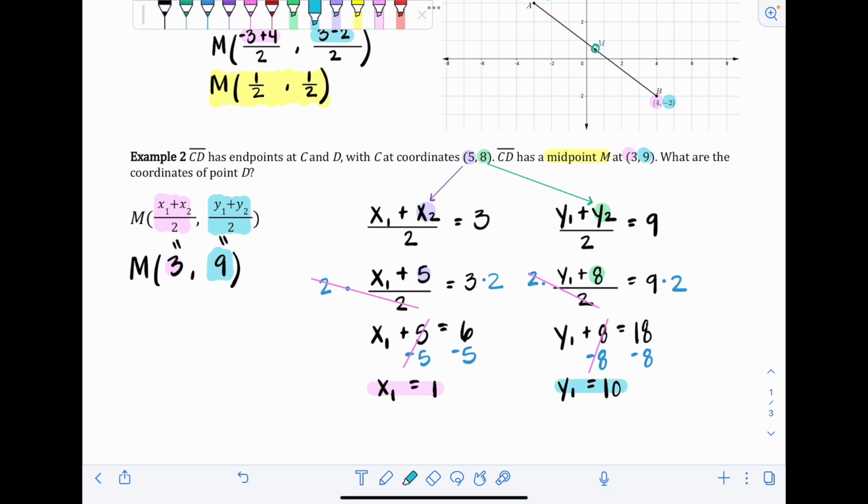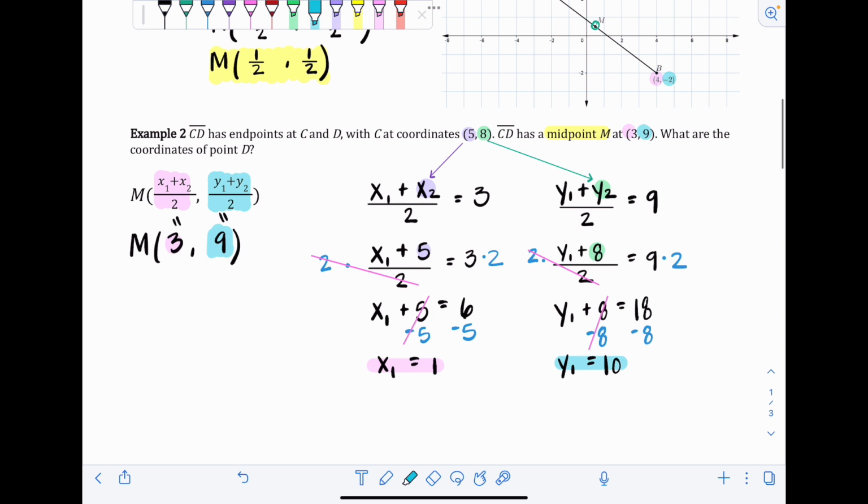And then those two values together, x1, y1, are going to be my missing endpoint. So x1 was 1, and y1 was 10, and the missing endpoint we're trying to find was point D. So our final answer would just be that D is the point 1, 10.